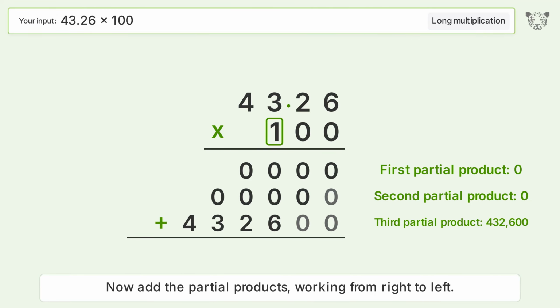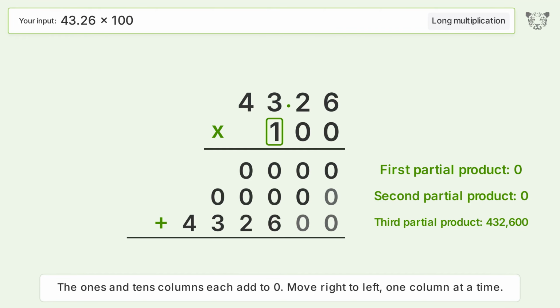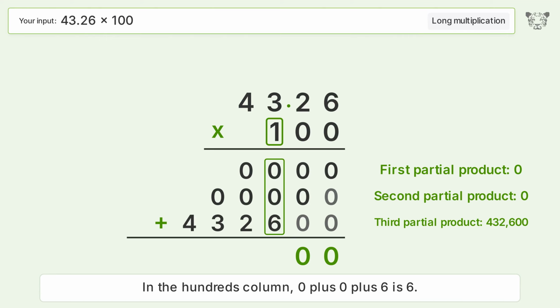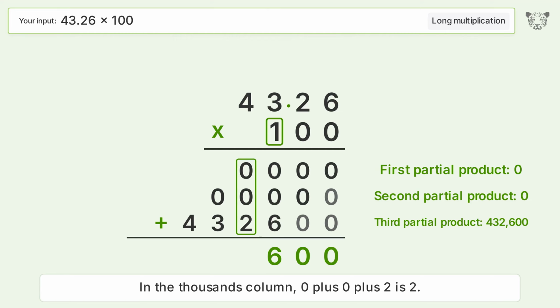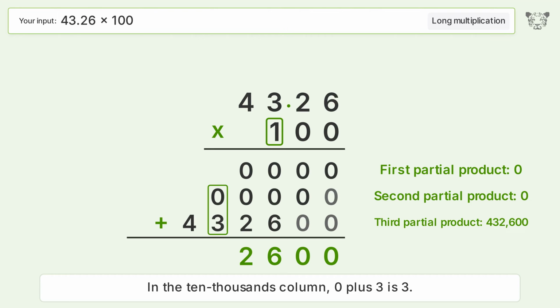Now add the partial products, working from right to left. The ones and tens columns each add to 0. Move right to left, one column at a time. In the hundreds column, 0 plus 0 plus 6 is 6. In the thousands column, 0 plus 0 plus 2 is 2. In the ten thousands column, 0 plus 3 is 3. In the hundred thousands column, bring down 4. The whole number product is 432,600.